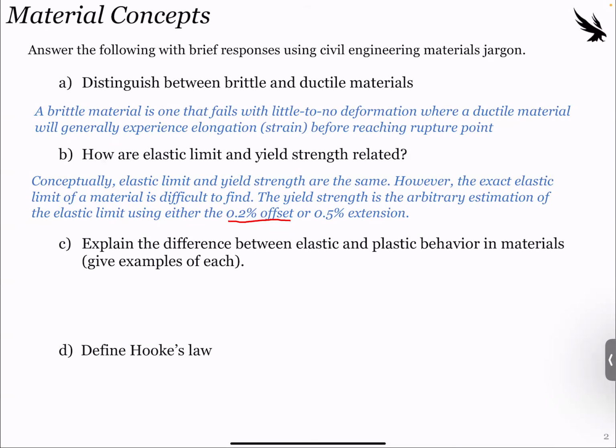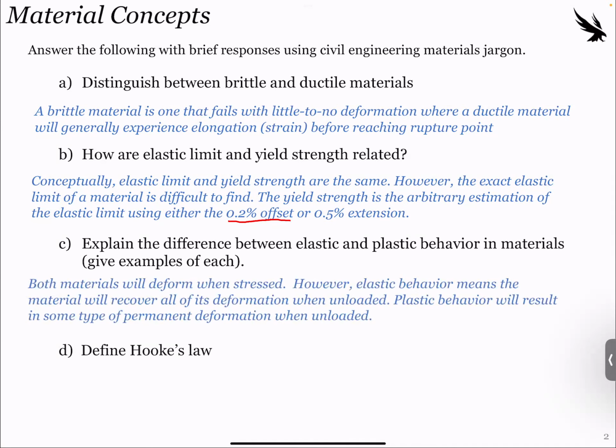So next part, explain the difference between elastic and plastic behavior in materials and give examples of each. So first of all, most materials, all materials, will deform when stressed. So they'll experience some type of strain when a load is applied. However, elastic behavior means that the material will fully recover all of its deformation when unloaded. So it'll go back to its original length or shape or whatever it was before a load was applied. Plastic behavior, however, will result in some type of permanent deformation when unloaded. So some permanent strain or permanent deformation once that load is removed.